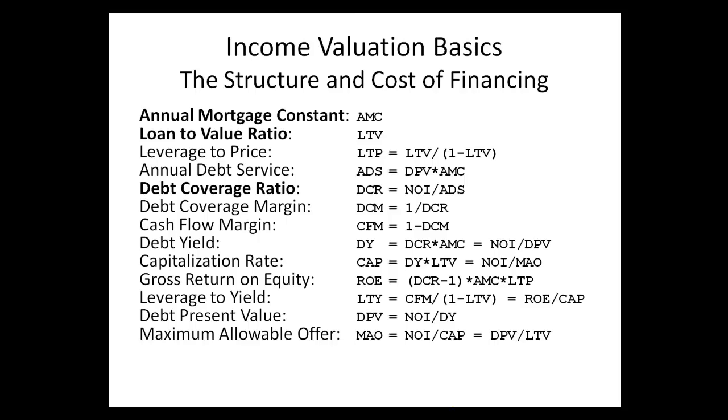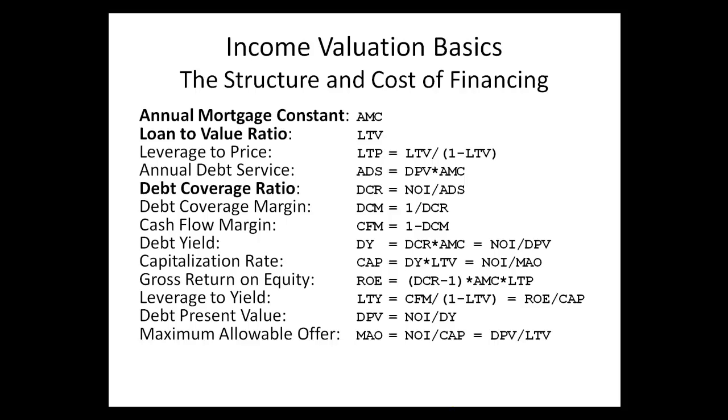Annual debt service. It is the debt present value multiplied by the annual mortgage constant. Debt coverage ratio is the net operating income divided by the annual debt service. Debt coverage margin. This is the reciprocal of the debt coverage ratio, 1 divided by debt coverage ratio. The cash flow margin, it's 1 minus debt coverage margin. Debt yield is debt coverage ratio multiplied by annual mortgage constant. It's also equal to the net operating income divided by the debt present value.